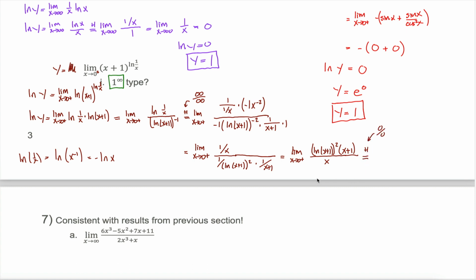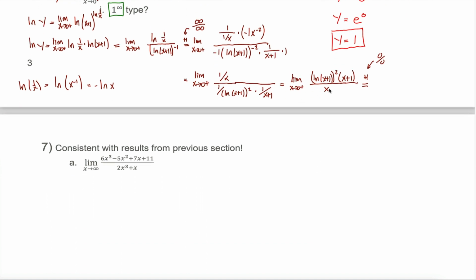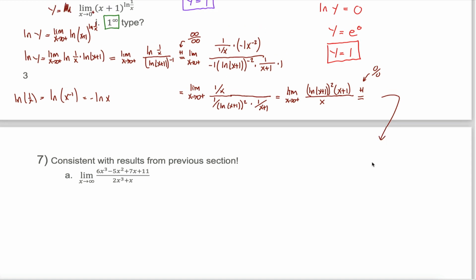Sadly, we have to use L'Hopital's rule one more time. The nice thing is the x on the bottom, when we take its derivative, just turns into a 1, so we don't even have to worry about that. Up on top, we got a product of things, so we'll have to use the product rule, and that's going to get kind of ugly, so maybe I can jump down here to the next page.